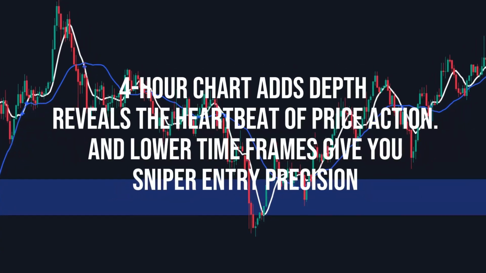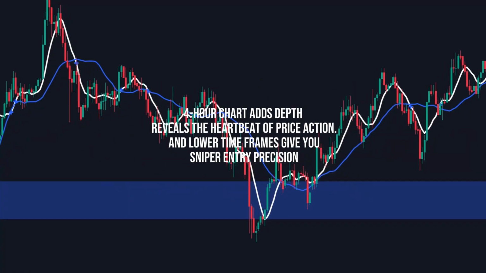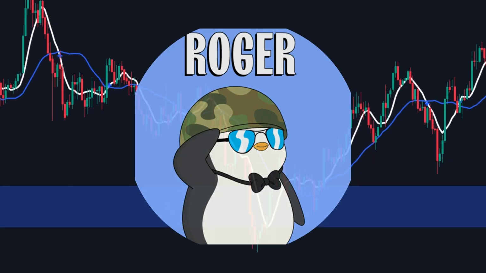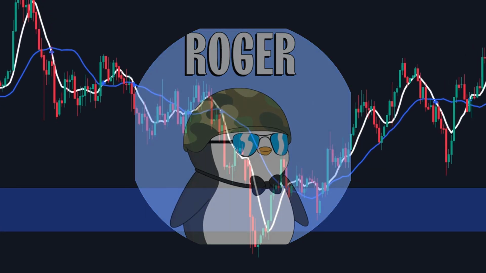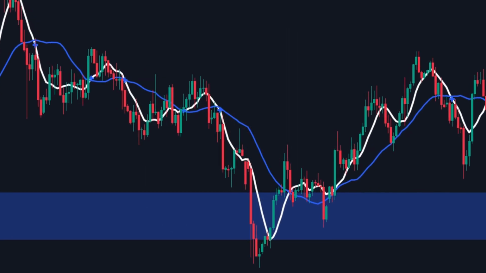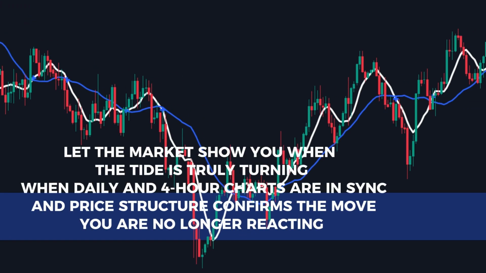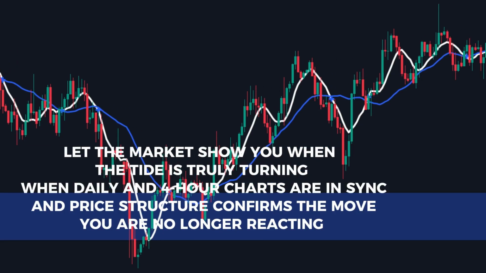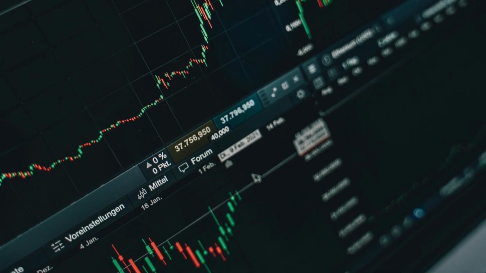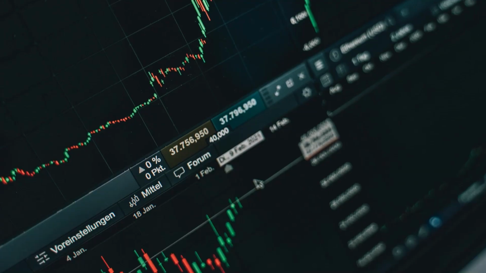This strategy keeps you calm, patient, and aligned with what the market is actually doing, not what you hope it will do. Discipline is the secret weapon here. Resist the urge to jump in too early. Wait for the alignment. Let the market show you when the tide is truly turning. When daily and 4-hour charts are in sync and price structure confirms the move, you are no longer reacting. You are strategically entering high-quality trades.